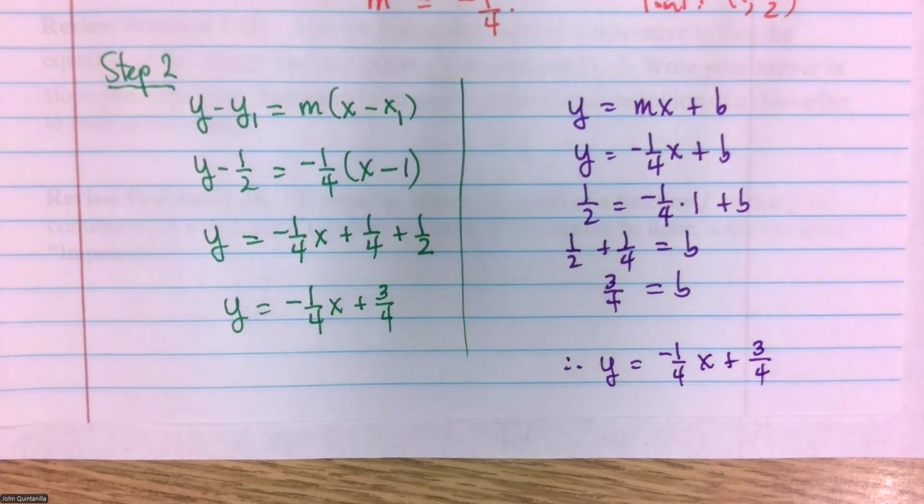Okay, so that is how to find the equation of the tangent line. First, we find the derivative, and then we use the point-slope formula of the line in order to figure out what the line is.